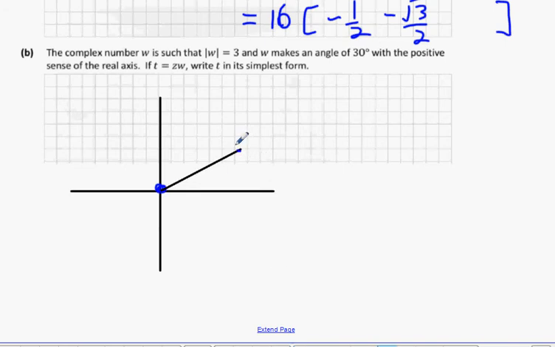So I don't know where it is. I have no idea. Let's call it a plus bi. Is that alright? It could be, it's 2 numbers, I don't really know. But what else can we say? We can say that this is 30 degrees. And what can we say about the length? 3. And then in polar form it will be?